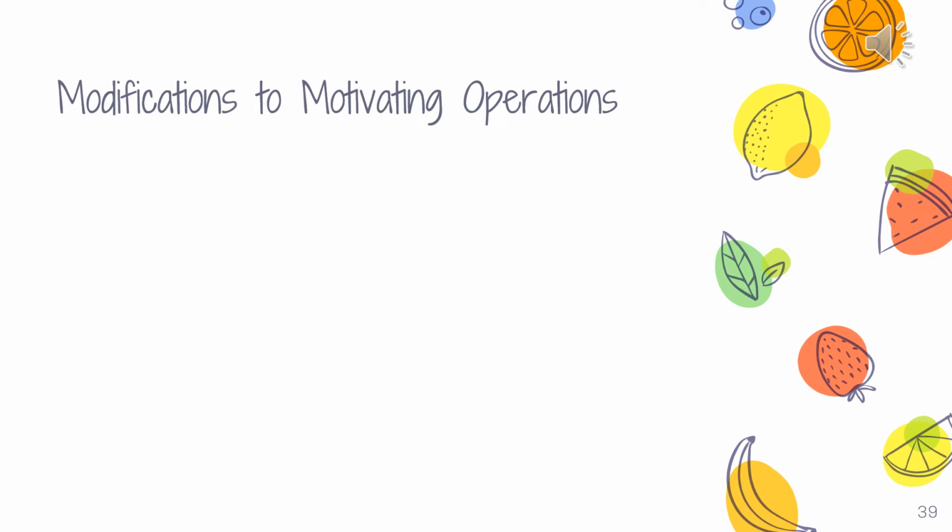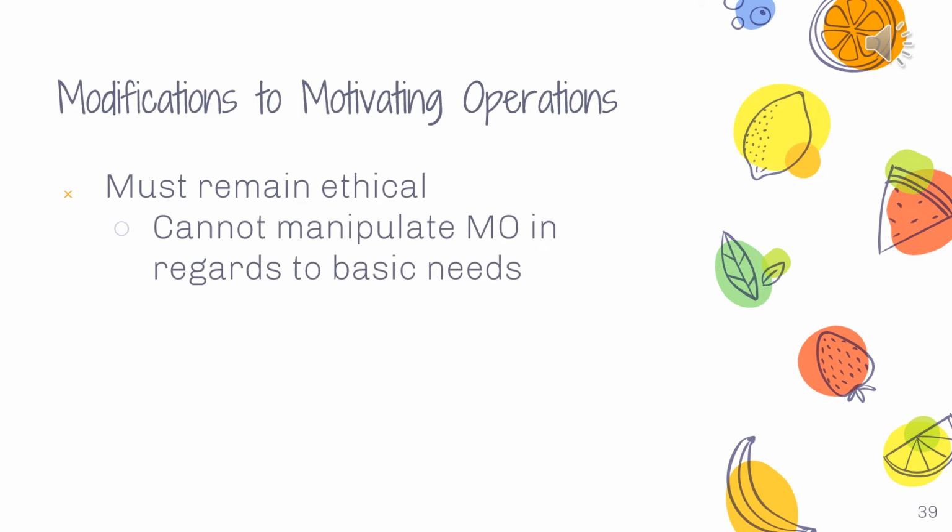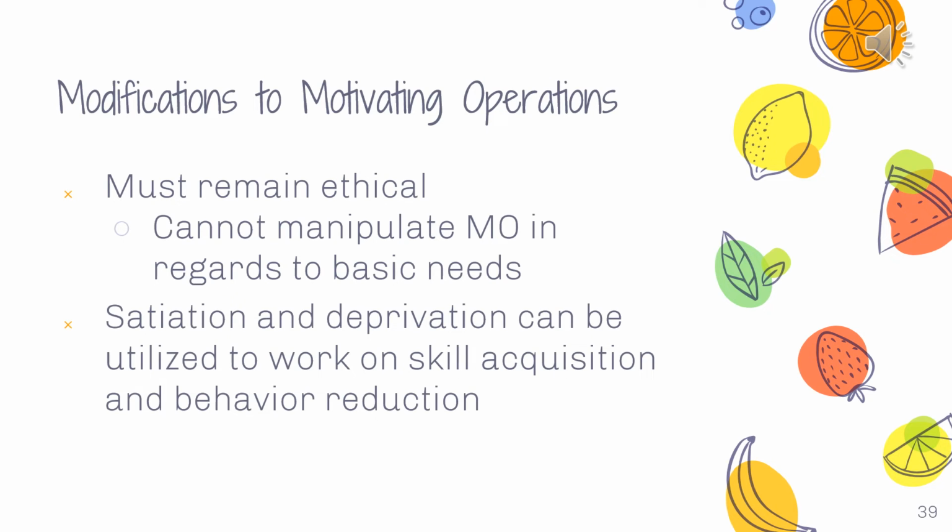When making modifications to motivating operations in the applied setting, we must remain ethical. For example, we cannot manipulate motivating operations in regards to basic needs, such as depriving a client of food or water. However, satiation and deprivation can be utilized to work on skill acquisition and behavior reduction, which we'll see in the following slides.